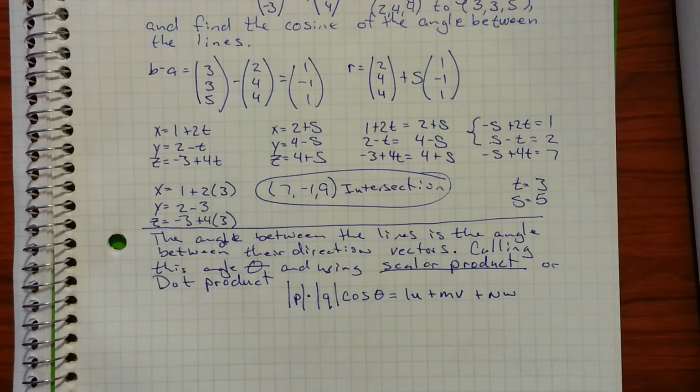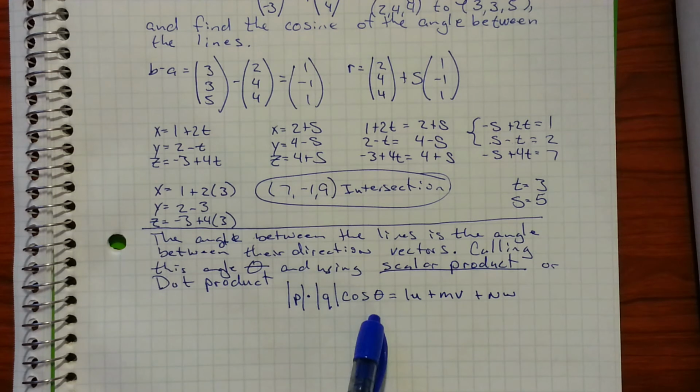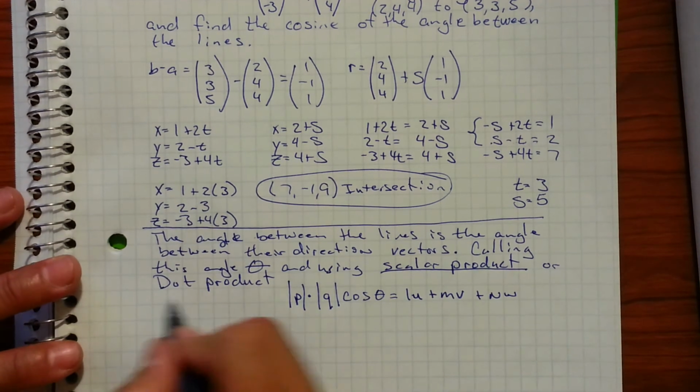The angle between the lines is called the angle between their directional vectors. We call this angle theta and use the scalar product, or dot product. Scalar product and dot product refer to the same thing. Now we have the magnitude of P times the magnitude of Q times cosine theta equal to LU plus MV plus NW. What those are looks like this right here.